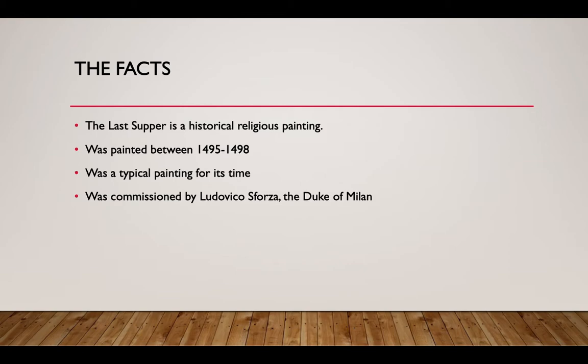The Last Supper is a historical painting that is inspired by Christianity. The painting was started in 1495 and finished in 1498. This kind of painting was typical in the 15th century and could often be found in the refectory walls of monasteries and in convents. Leonardo da Vinci was commissioned for this painting by a man named Ludovico Sforza, who was the Duke of Milan.